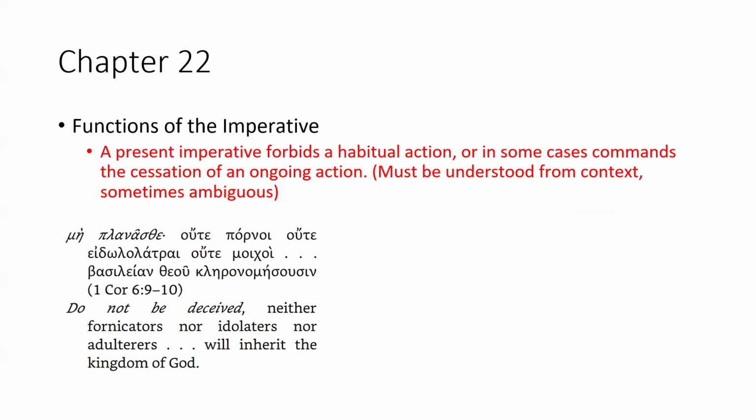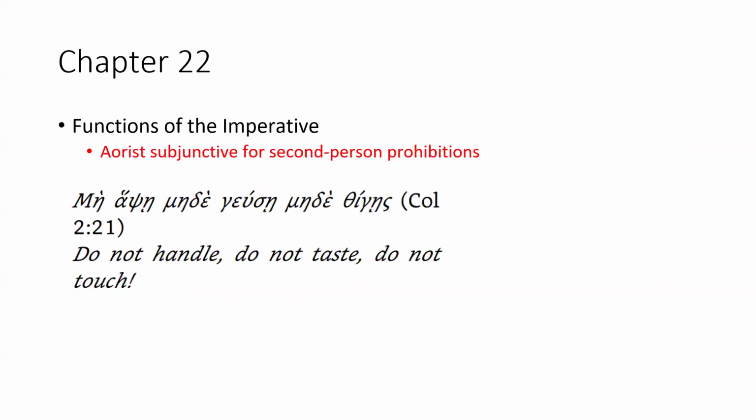Mē planāsthe, oute pornoi, oute eidōlolatrai, oute moichoi, basileian theou klēronomēsousin. Do not be deceived, neither fornicators, nor idolaters, nor adulterers will inherit the kingdom of God. This is translated with the simple present, do not be deceived. But it could be translated, stop being deceived, with the continuous. So it's a question of interpretation.